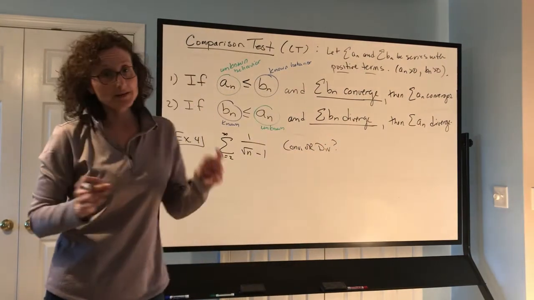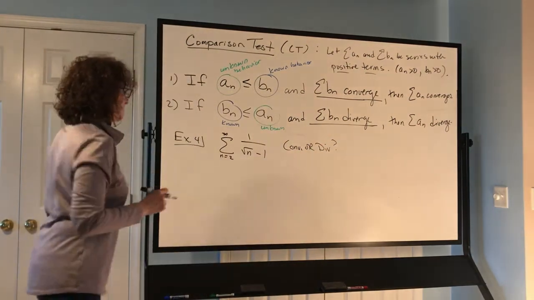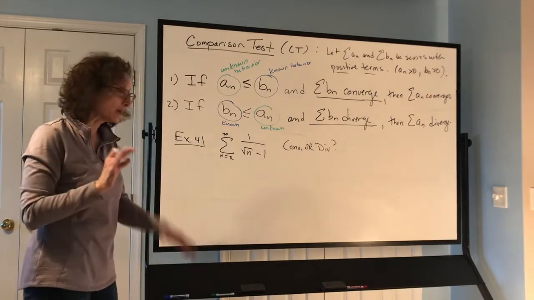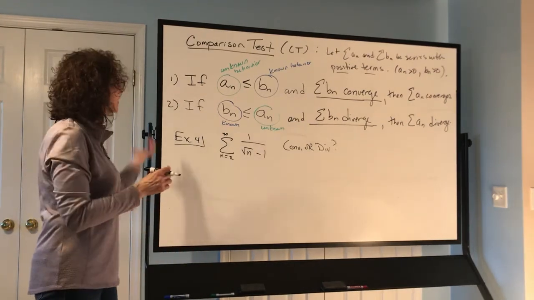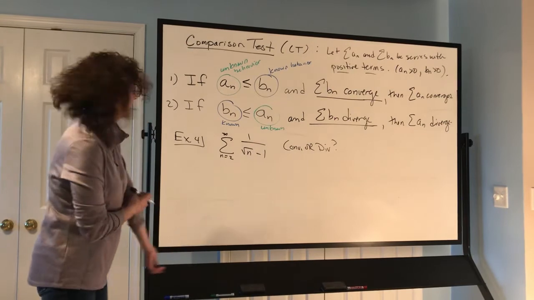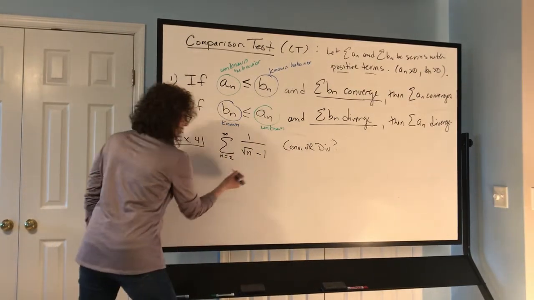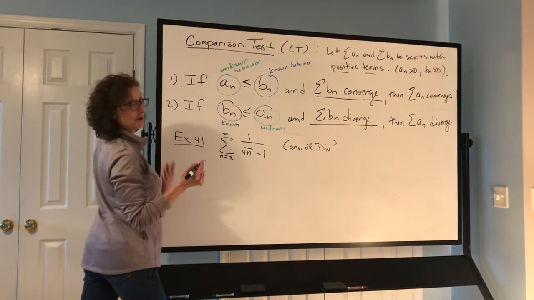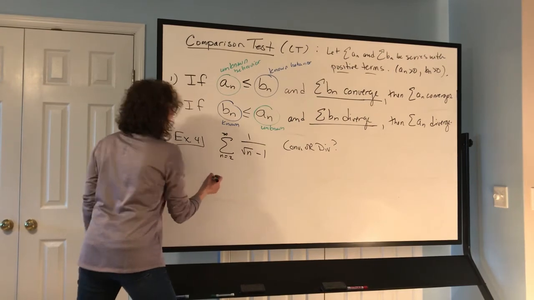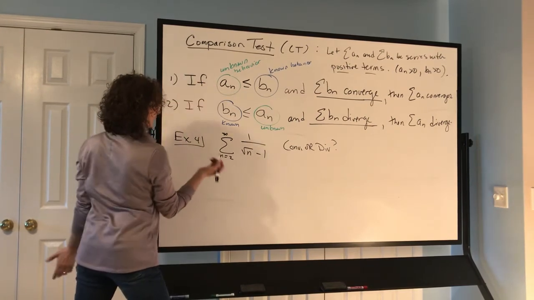Sometimes the comparison test can just be a nice, quick, easy way to get to an answer, if it's an easy comparison to make. Otherwise, we're often using the comparison test to prove other tests. So let's look at this thing. We've got the square root of n minus 1 in our denominator. I need to set up some type of inequality.